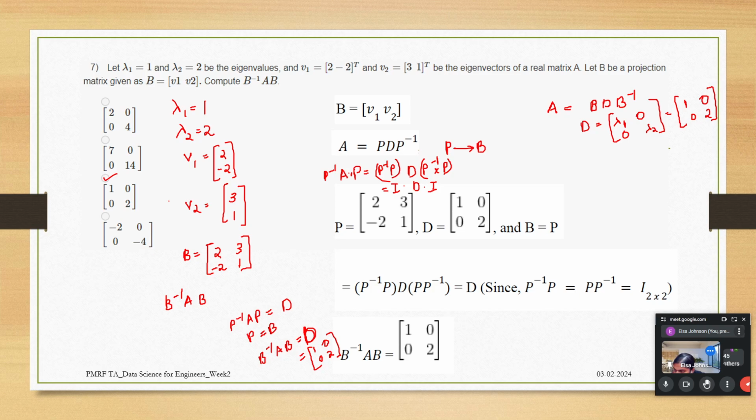Okay. Eigenvalues and eigenvectors. Okay, just wait a moment.